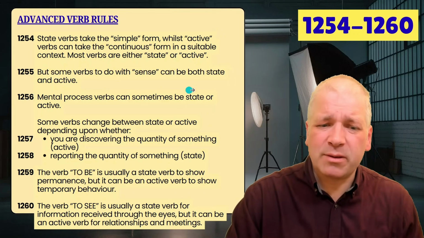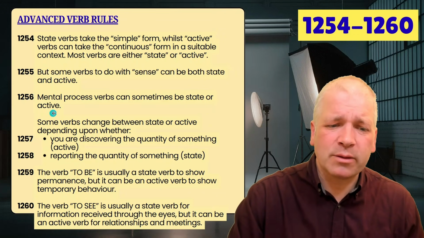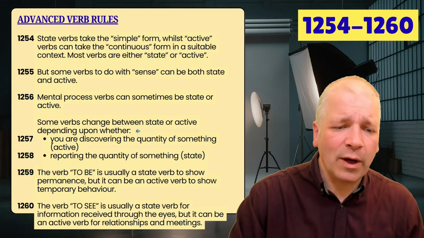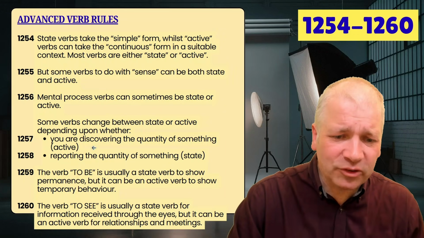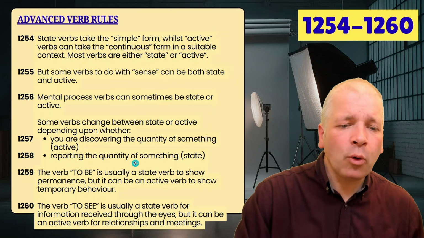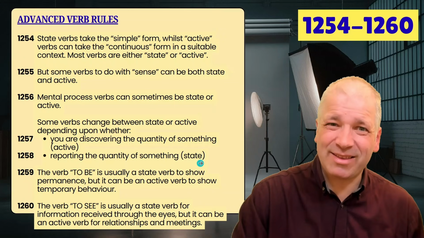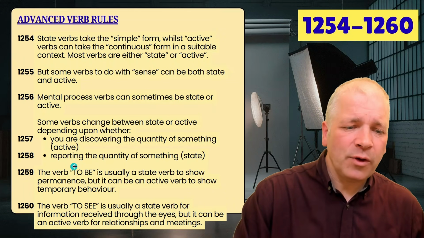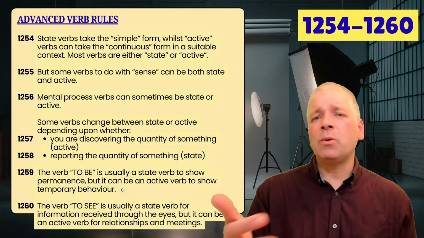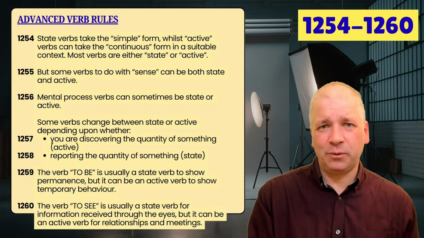Mental process verbs can sometimes be state and active as well. Some verbs change between state and active depending upon whether you are discovering the quantity of something, in that case it's active, or you're reporting the quantity of something, in that case it's state. The verb to be is usually a state verb to show permanence, but it can be an active verb to show temporary behaviour. You are being difficult, for example.